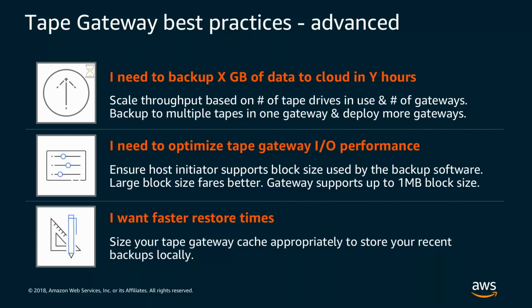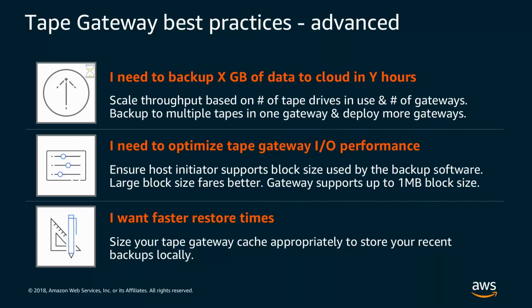The second option here is to optimize tape gateway I/O performance by using a larger block size, provided your backup software supports it. The tape gateway supports block size up to 1 megabyte in size, so you can increase the block size from the backup software to improve I/O performance. Now, we recommend setting the block size of the tape drives in your backup software to either 128K or 256K or 512K, whatever is supported by the backup software at max. And when you do that, you also need to ensure that the host initiator that's connected to the tape gateway also supports that block size that's used by the backup software.